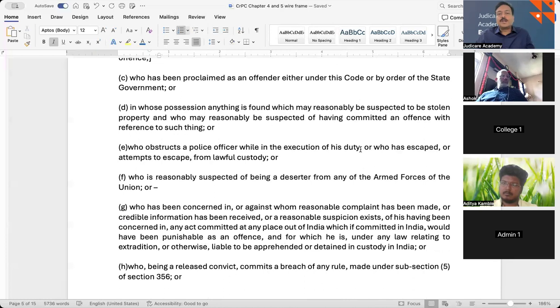Now, who has been proclaimed as an offender under this code? So, proclaimed offenders are offenders who are known offenders and who have been committing crime multiple times, of multiple variety or same variety, in the same jurisdiction of police, and those people could be arrested without a warrant if there is a complaint received against them, or the police officer has some reason to believe that he is going to commit the same. Also, in whose possession anything is found which may reasonably be suspected to be stolen property, or who may reasonably be suspected of having committed an offense with reference to such things, who obstructs a police officer while in the execution of his duty.